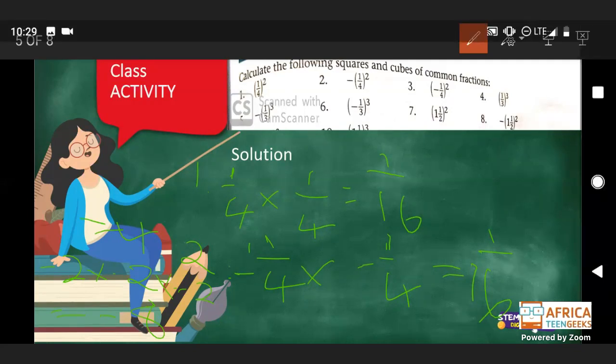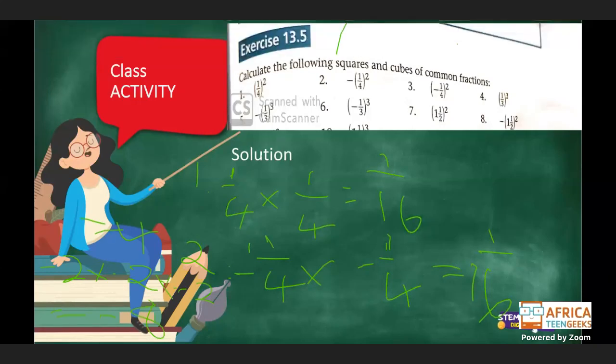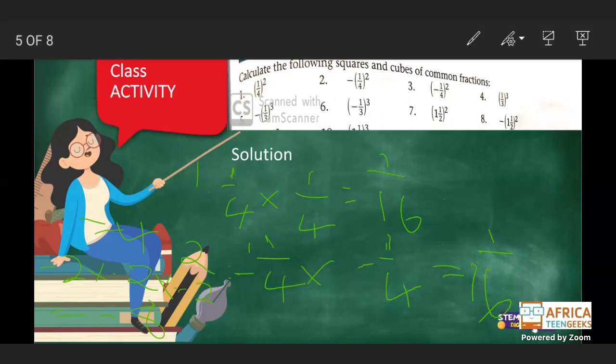Let's check the time. Okay, 15 minutes left. The time is moving so fast. Okay, can I erase this? Okay, let me not erase this one and move to the next one.